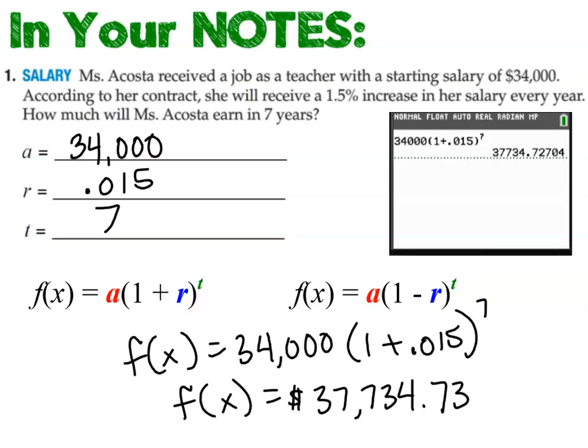Starting salary is $34,000. 1.5% when the decimal moves twice is 0.015. So when I type it in my calculator, it means that in 7 years, the salary will be $37,734.73 if you round appropriately. Remember, anytime you're working on a problem with money, you don't need to be told what to round to because money is always rounded to the hundredths place.